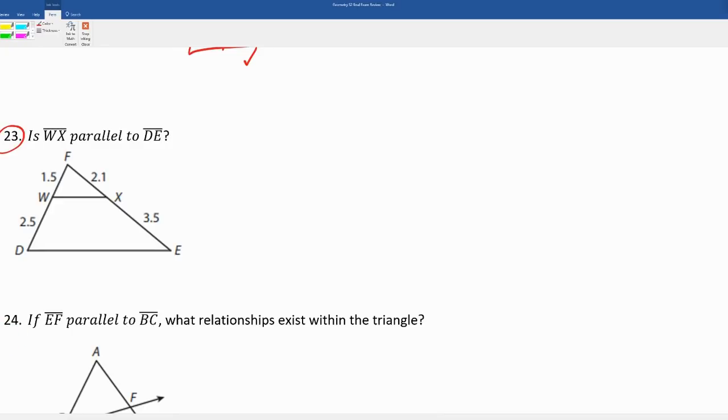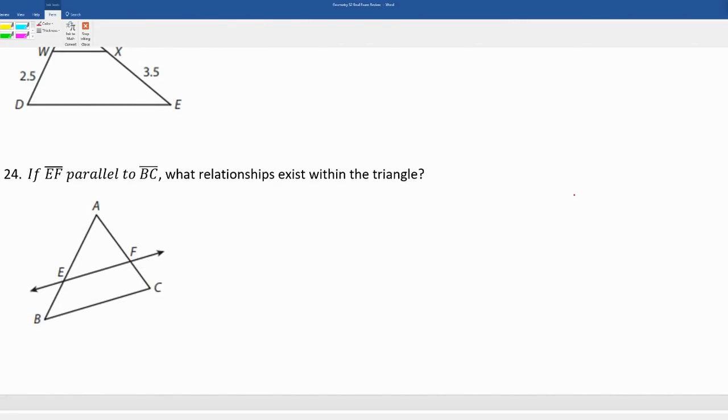All right, number 23 is similar to what I just did, just different numbers, and that's definitely for you to try out. All right, if EF is parallel to BC, that's what those symbols mean, what relationship exists within the triangle? Well, if EF was 50 feet in distance, then BC, if it's parallel, is going to be twice as much in the sense of distance.